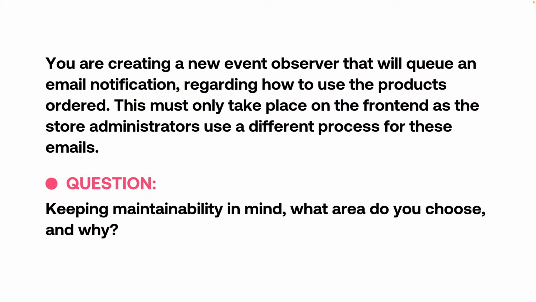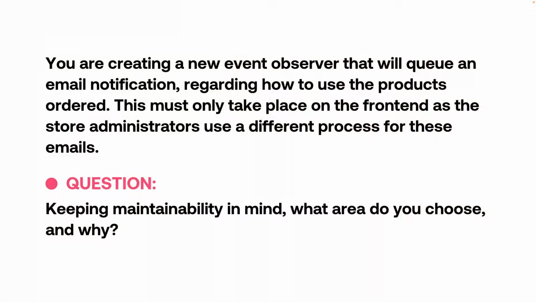You are creating a new event observer. Well, that's been another thread here recently. Event observer. So let's go. That will queue an email notification regarding how to use the products ordered. So it's kind of like the idea of sending an email like a week after the order was shipped, like, hey, here's your installation instructions, something along those lines. This must only take place on the front end, as the store administrators use a different process for these emails. Keeping maintainability in mind, what area do you choose and why? So basically the area for this event observer. And the important thing is, why are you doing this?